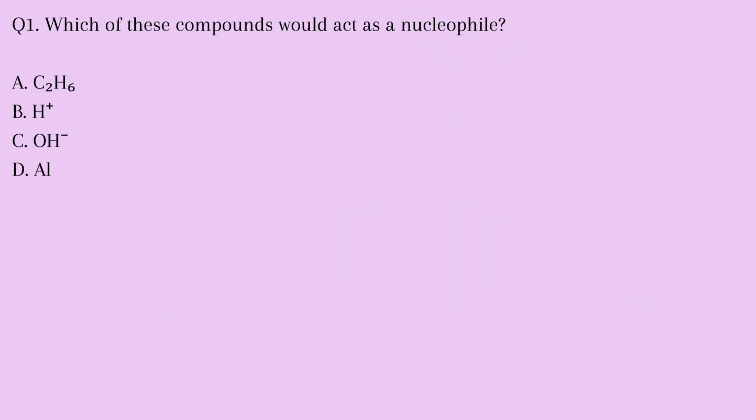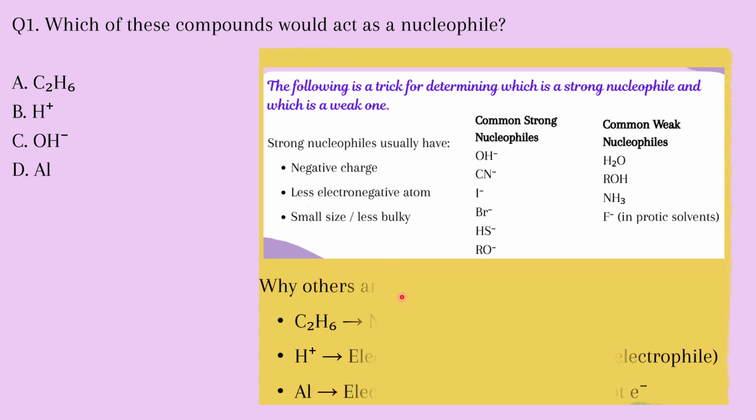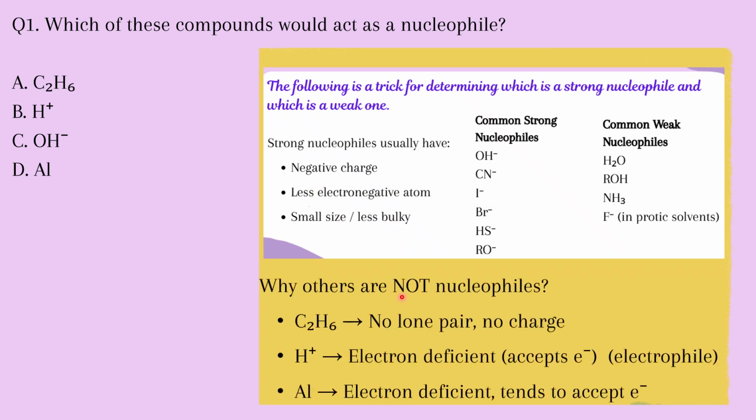Now, here is the first question that we have. Which of these compounds would act as a nucleophile? Well, it is very easy to understand from this. We have this slide that we have discussed, so we can clearly see that OH minus matches the condition required for a nucleophile, and that's why we consider it the nucleophile out of all three.